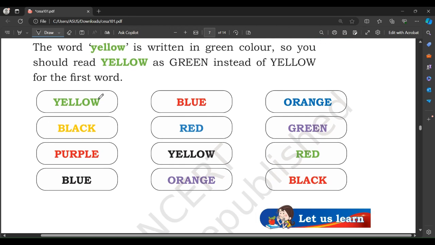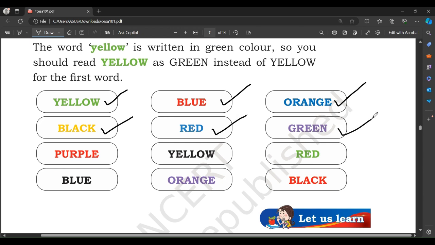I'll give an example. This word is yellow, but in which color is the yellow written? Green color. You should say green. Here you should say red, not blue. Here you should read blue instead of orange. Here you should read yellow, not black. This is blue, not red.